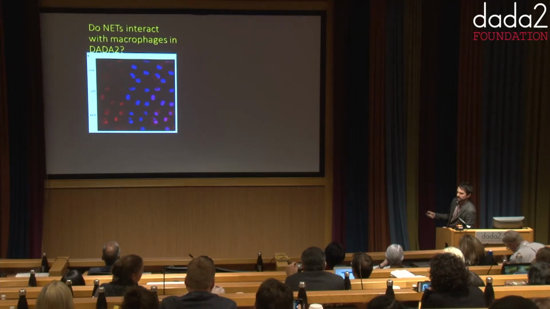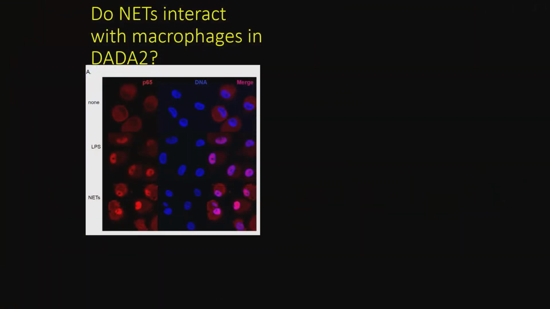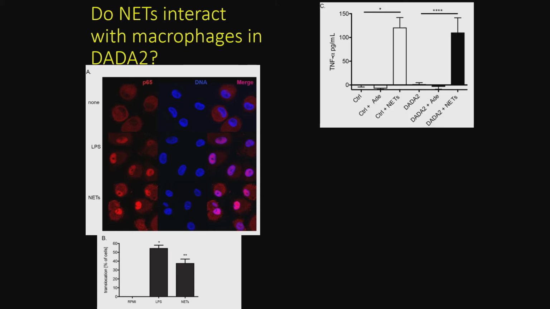And so to do this, we looked for activation of NF-kappa B, which is a master transcription factor that's ubiquitously present and when activated can produce inflammatory responses. So here, looking at the P65 subunit, you can see healthy controls. These are macrophages. When you add LPS, you activate NF-kappa B, shown in pink, and when you take NETs from patients with DADA2, you get the same response. What we looked at next was what happens to supernatant production from these macrophages. So if you take macrophages and expose them to NETs from DADA2 patients, they robustly produce TNF.